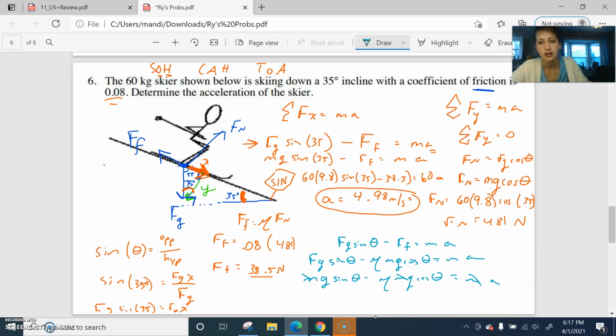So find that friction equals mu times normal. But hey, I don't have the normal. So use the fact that normal equals Fg cosine theta. This normal here is balanced with Fg cosine theta going this way. Those are going to be equal. Otherwise, it implies we're sinking in the snow or floating above it. So that's what's going on there.